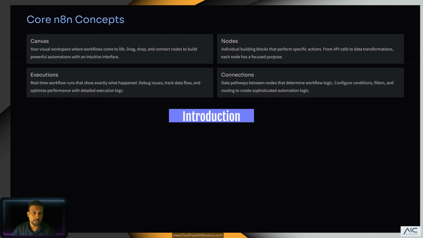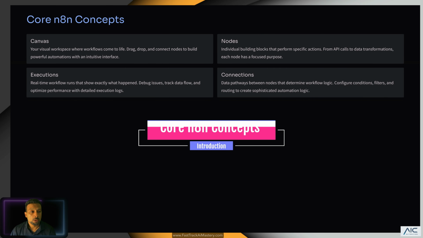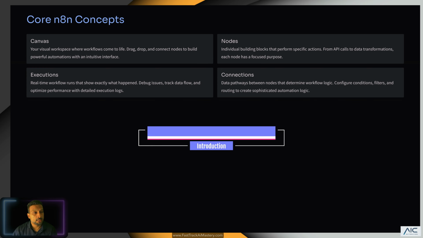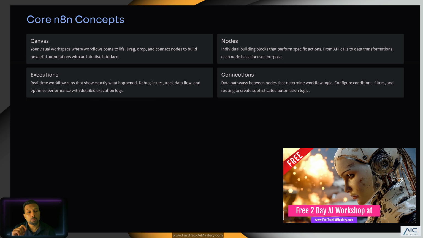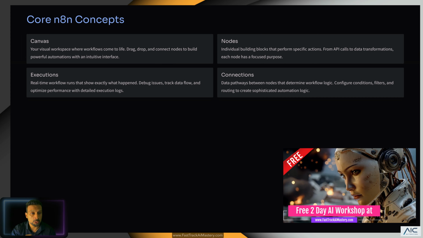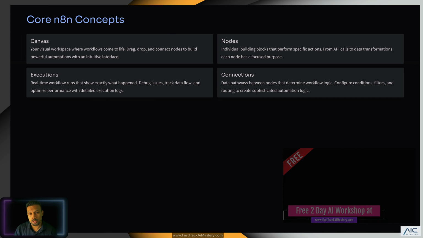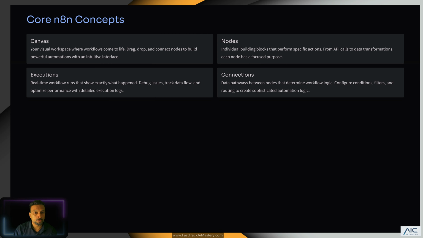Let's check the core n8n concept. In this module, we are going to learn about the n8n canvas. Canvas is nothing but the place where we are going to create our workflows. We are going to learn what the interface looks like, how to do executions, and how to put your workflows into production mode or active mode.